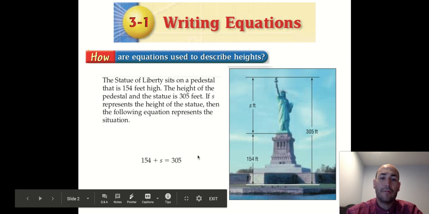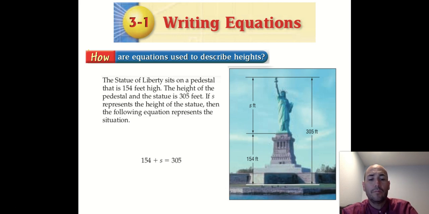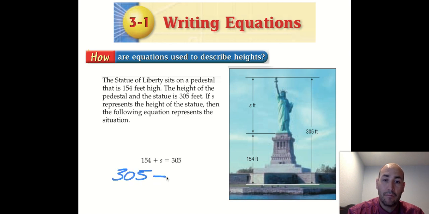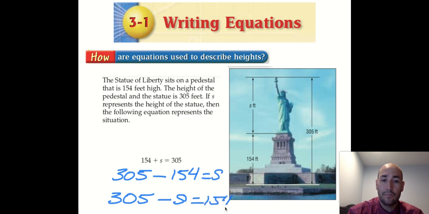Now, some people might have viewed this a little bit differently. Maybe when you were looking at it, you wrote that equation a little differently. Maybe your equation was more like 305 minus 154 equals S. Or maybe you said, I just took the total height, 305, and subtracted the height of the statue, S, and that equals 154.